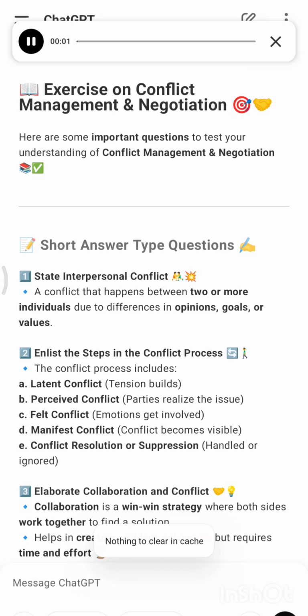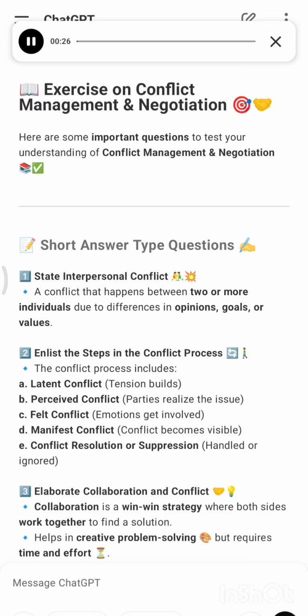Exercise on conflict management and negotiation. Here are some important questions to test your understanding of conflict management and negotiation. Short answer type questions. 1. State interpersonal conflict. A conflict that happens between two or more individuals due to differences in opinions, goals, or values.